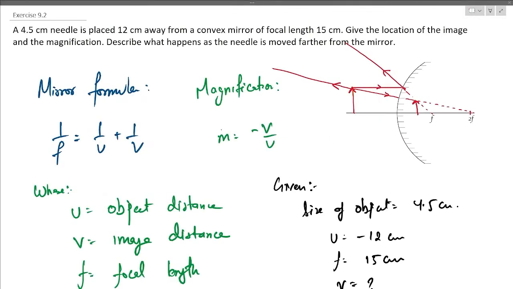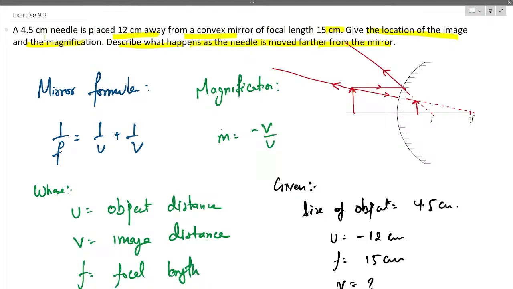The question says that a 4.5 centimeter needle is placed 12 centimeter away from the convex mirror of focal length 15 centimeter. Give the location of the image and the magnification. Describe what happens as the needle is moved farther away from the mirror.